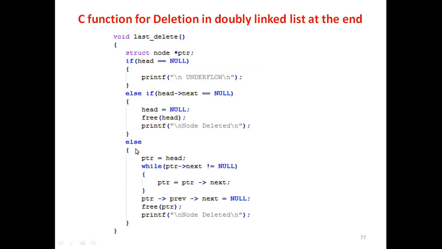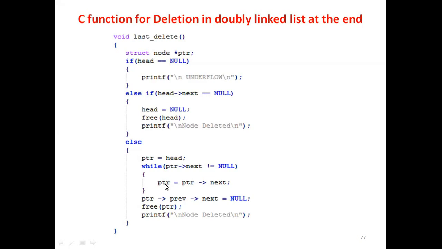And this case is if there are more than one nodes in the doubly linked list. Then what to do? You have to traverse the list. So how to traverse? Just start here. PTR equals to head, and then you check the condition while PTR arrow next not equals to null, then move the PTR pointer to point to the next node. So PTR equals to PTR arrow next. You do this until this condition is false, and then PTR will point to the last node.